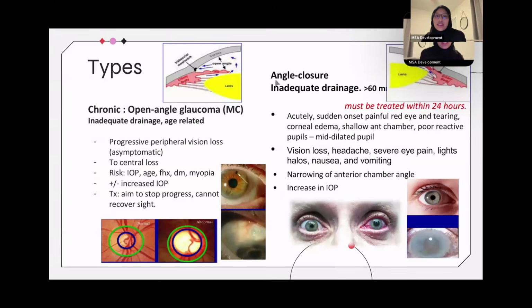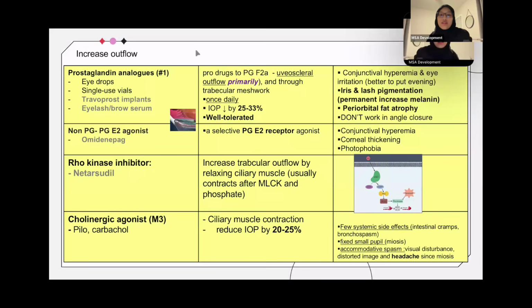Why is that? Because again, like I said, the angle is already open. There's something wrong or slowing down. So this prostaglandin actually helps it go through the other way around, like the pores, and then it also helps with this secondarily. No need to remember the numbers, but remember it's first line because it's well tolerated. What are these side effects? Everything will have side effects like eye irritation and stuff. So they're not specific. What is specific to prostaglandin analogs are the ones in bold.